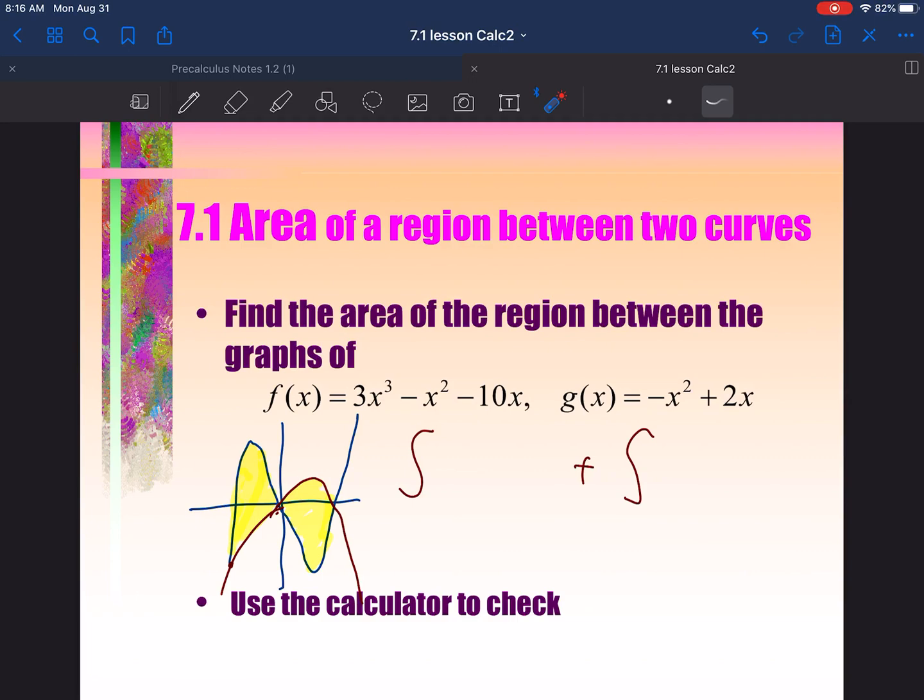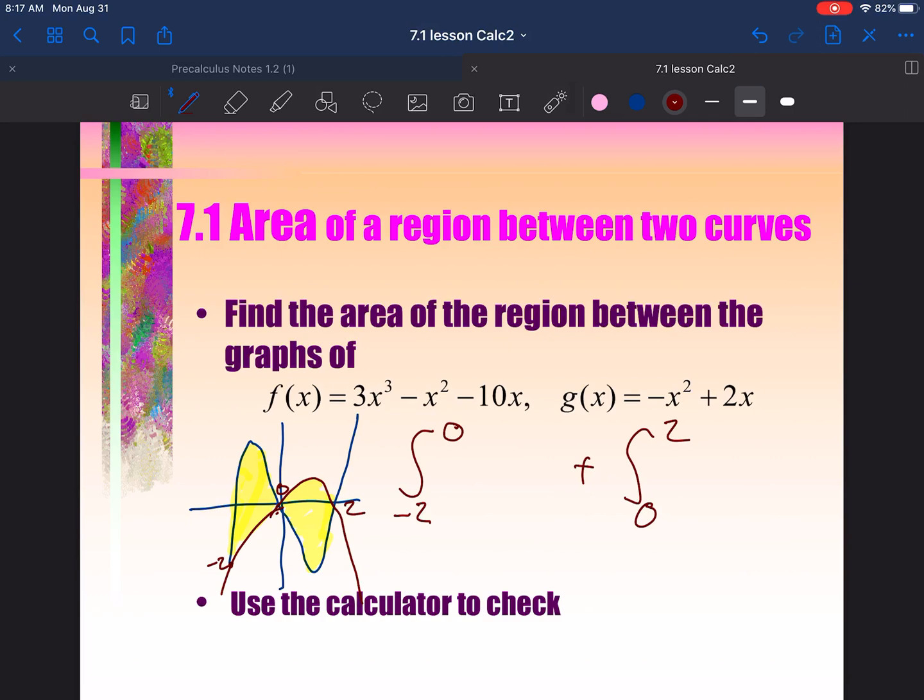It looks like the first intersection is at -2, so that will be where we start our integration. It also looks like they intersect at 0, so we'll go -2. Here's my -2. Here's my 0. And then let's see, where's our last intersection? Looks like about 2. Yep, 2. So we integrate from -2 to 0 for this first chunk, plus 0 to 2.